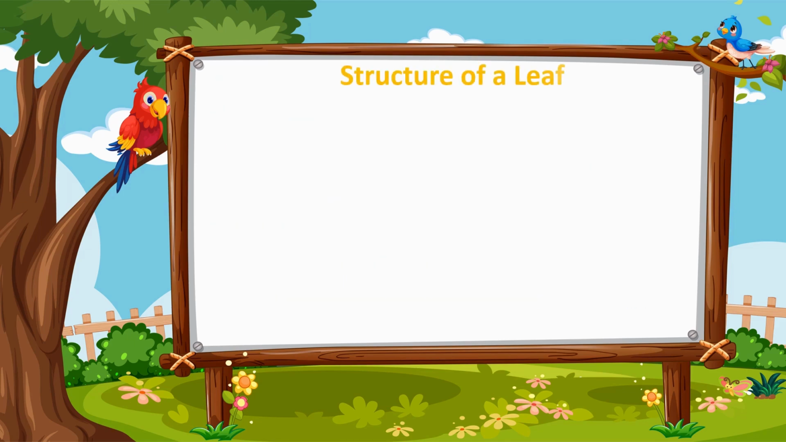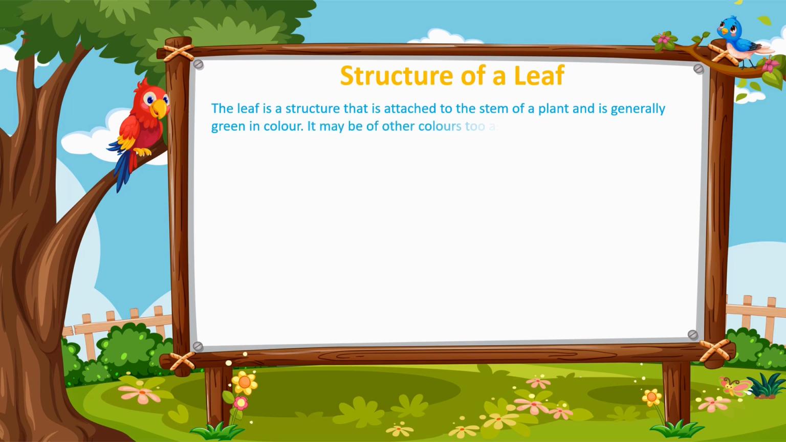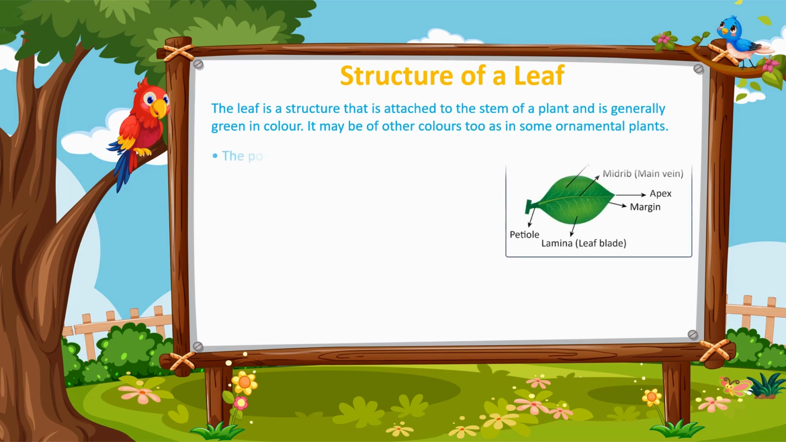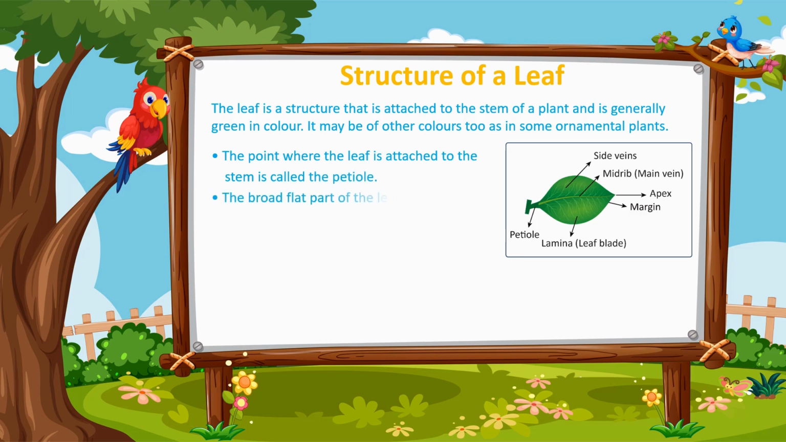Structure of a leaf. The leaf is a structure that is attached to the stem of a plant and is generally green in color. It may be of other colors too, as in some ornamental plants. The point where the leaf is attached to the stem is called the petiole. The broad flat part of the leaf is called the lamina or leaf blade.